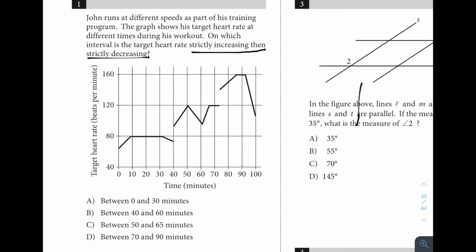The first one is between 0 and 30 minutes, which is here. It shows that it's increasing and then it stabilizes out, so that's not going to be it. Between 40 and 60 minutes, that's going to be right here. Here it shows that it's increasing and then it strictly decreases, and that's exactly what it asks for. So B is going to be the answer.